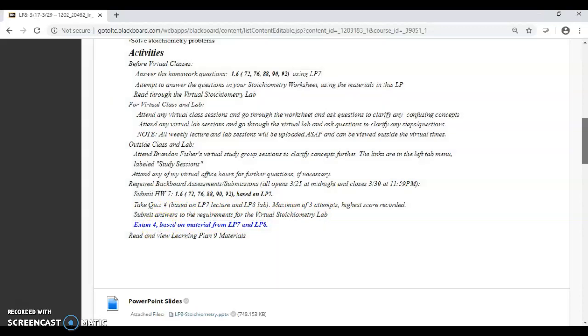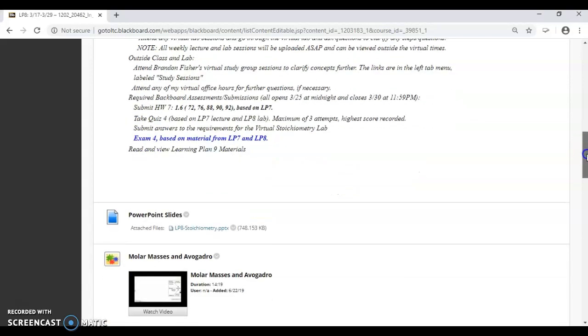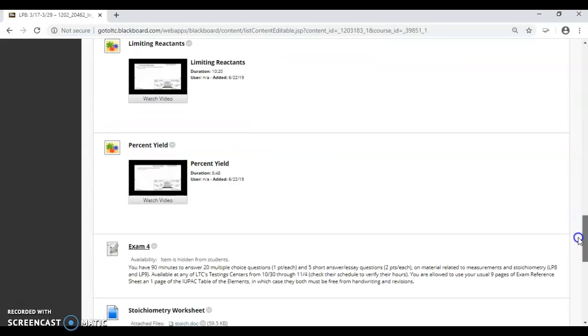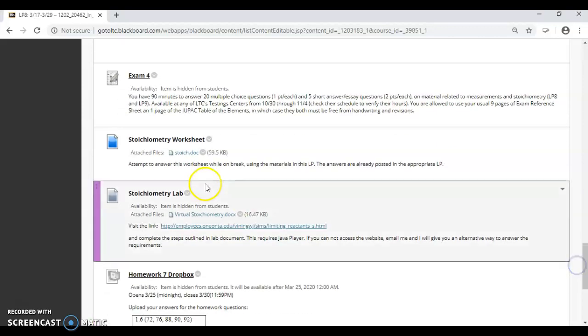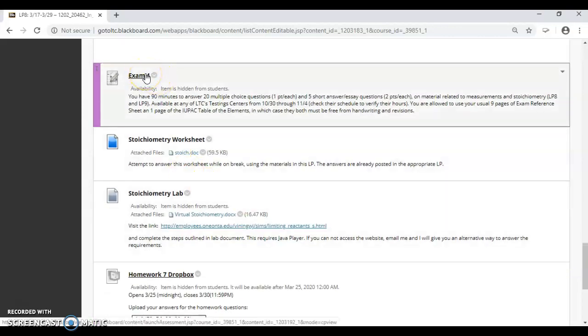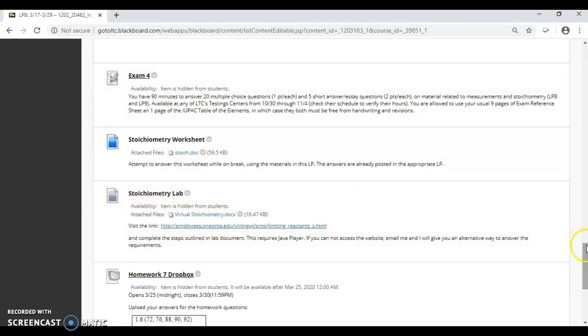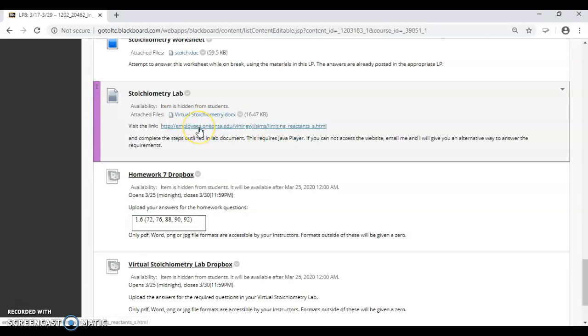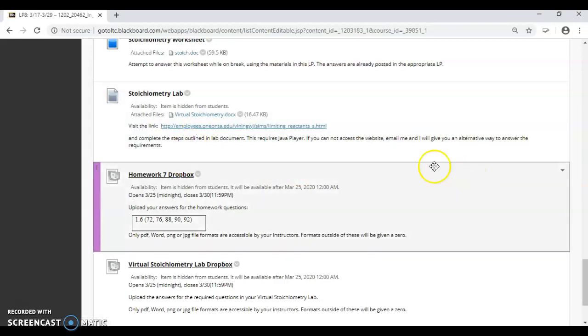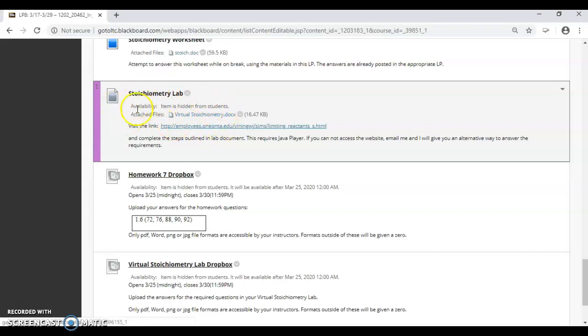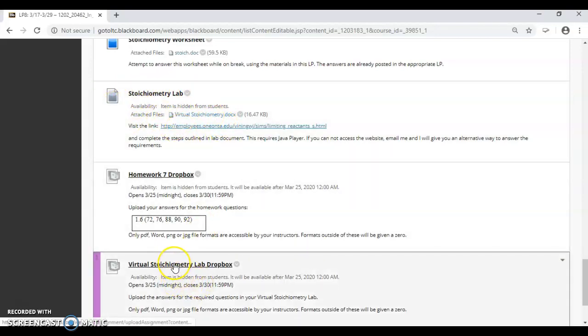But if you scroll down, and eventually all of the things are going to be available to you as I promised before, what's going to happen is on the bottom, as you can see, exam 4, once it's available, you can click on this and take the exam. Obviously, you only have 1 attempt for that. All right. You have the stoichiometry lab. You will find the link for the stoichiometry lab. You will access that, and you will then answer the questions on the actual post lab or whatever requirements would be on the lab. And then there's a Dropbox. So the answers to the lab get immediately submitted in the virtual stoichiometry lab Dropbox.